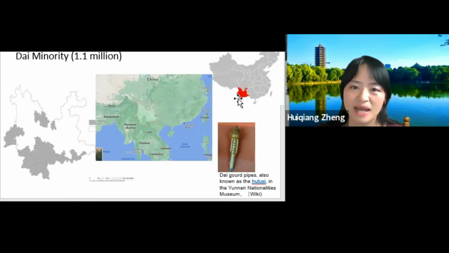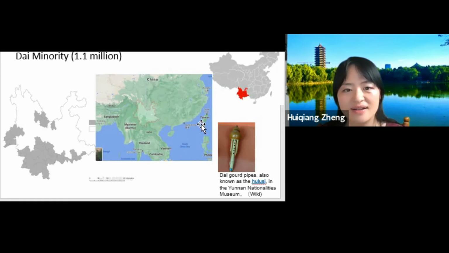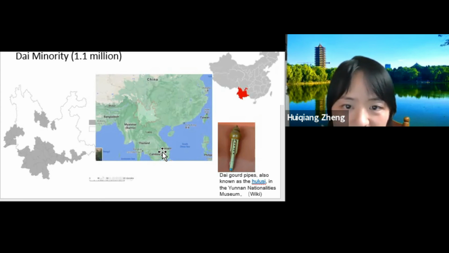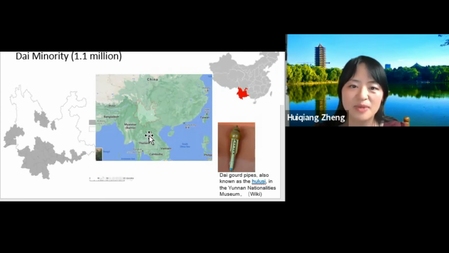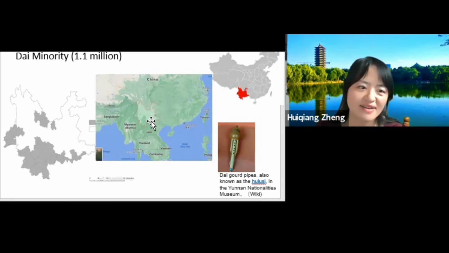So the Dai minority mainly lives in Yunnan province, which is located in the southwest of China and borders Myanmar, Laos, and also Thailand to the south. It's a tropical area, and the weather is very humid. The left map shows how the Dai people are distributed in Yunnan province.